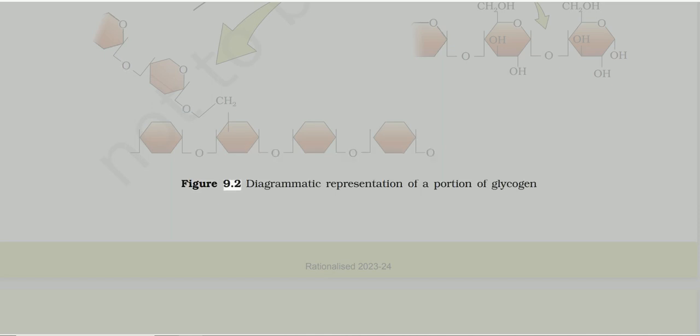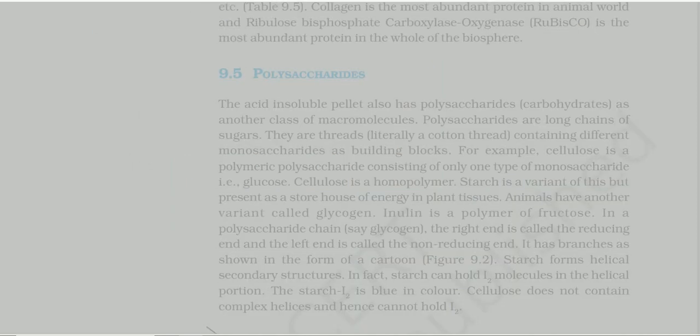Figure 9.2 Diagrammatic representation of a portion of glycogen. Collagen is the most abundant protein in the animal world and ribulose bisphosphate carboxylase oxygenase, Rubisco, is the most abundant protein in the whole of the biosphere.